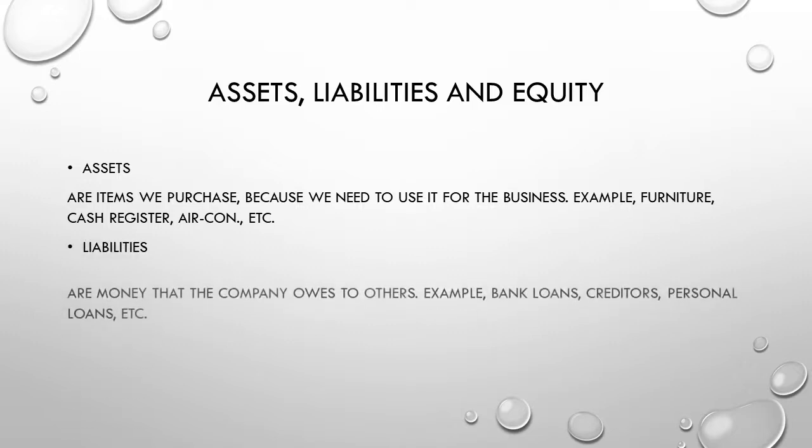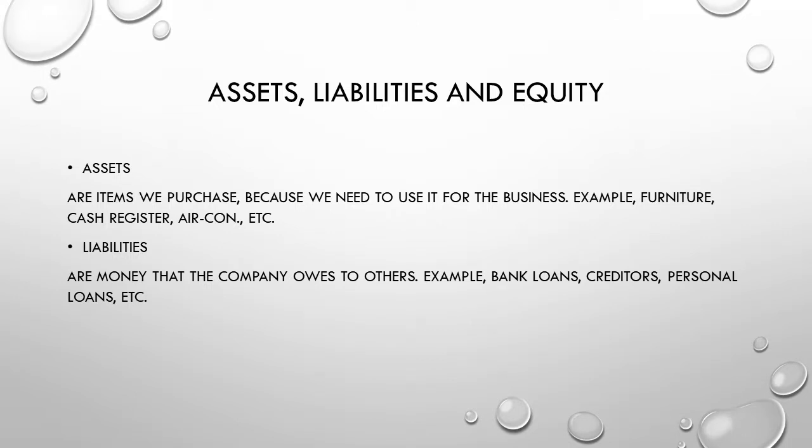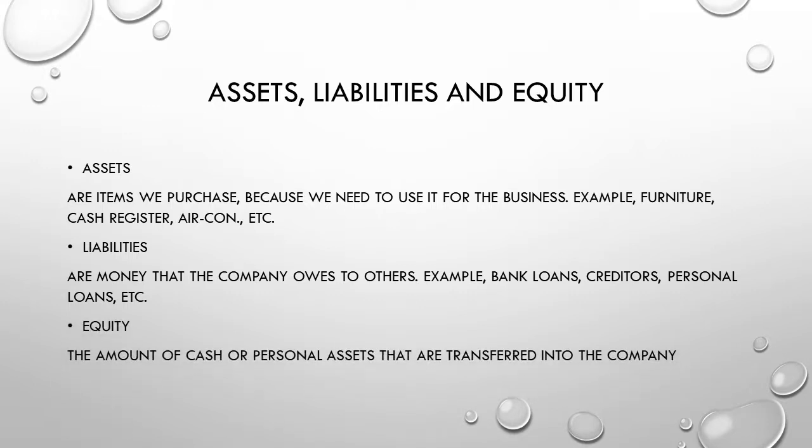Okay, liabilities are money that the company owes to others. For example, we took out bank loans, or we purchased items on credit, so we have creditors. And maybe we have personal loans. In order to expand the business, we took out personal loans. So those are liabilities. Okay, equity.